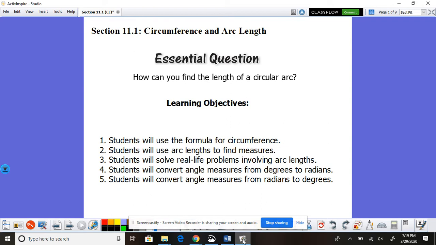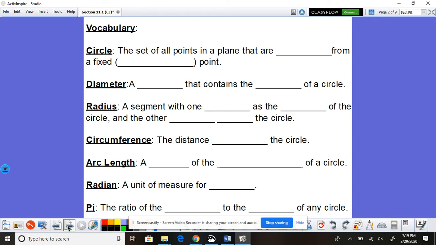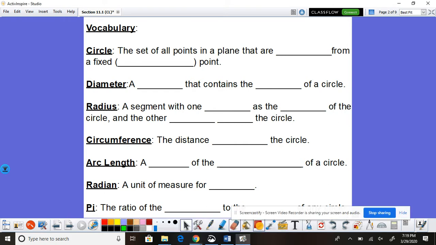Today, we're going to cover section 11.1, circumference and arc length. A lot of this you probably already know, but there's probably going to be some that you don't know as well. So let's get started. All right. As always, we need to start out with vocab.